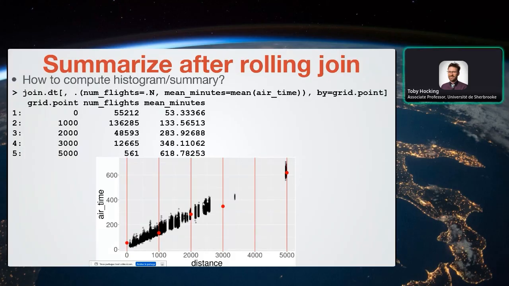We can also do a summarize after the rolling join here to answer the question, how do we do that histogram or summary? Here we can do by equals grid point, and then do a dot n to define a new num flights column, and then mean airtime to define a mean minutes column, and then for every one of these grid points, we can get some number, which I'm displaying as these red dots here, the mean.